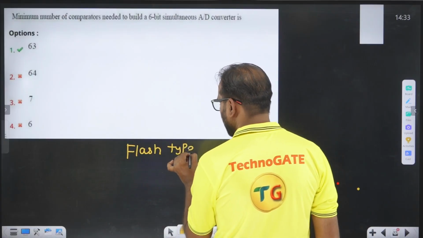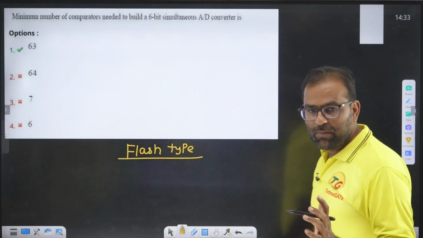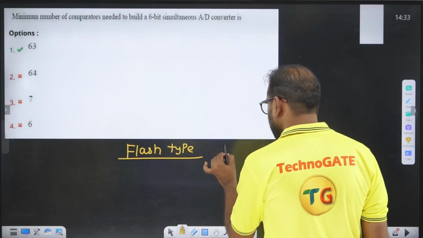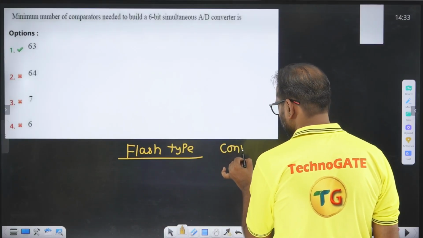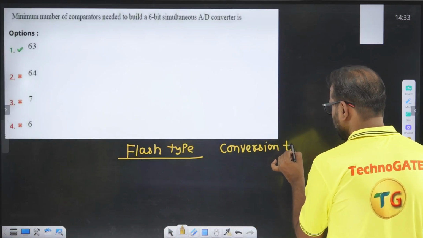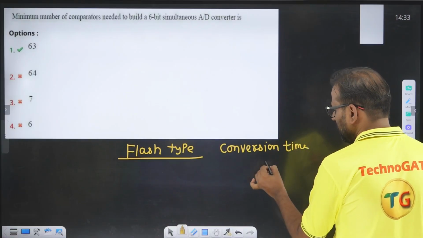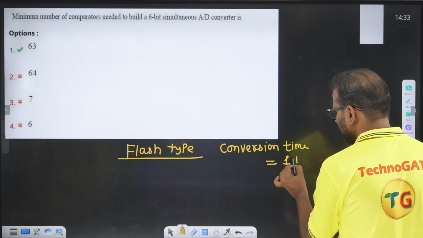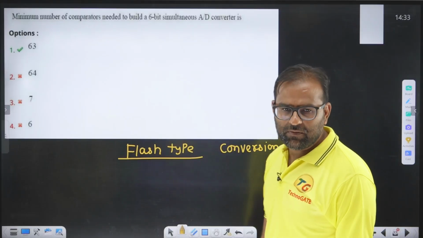Flash type. And how many comparators are required? So number of it converts. What is conversion time? Conversion time in the flash type comparator is equivalent to 1 clock cycle. Only 1 clock cycle it will convert.